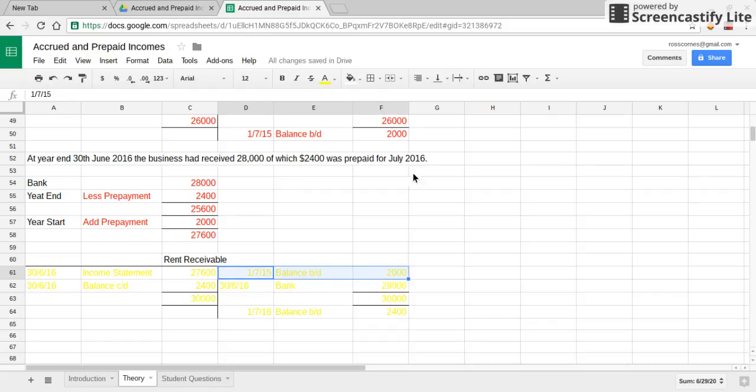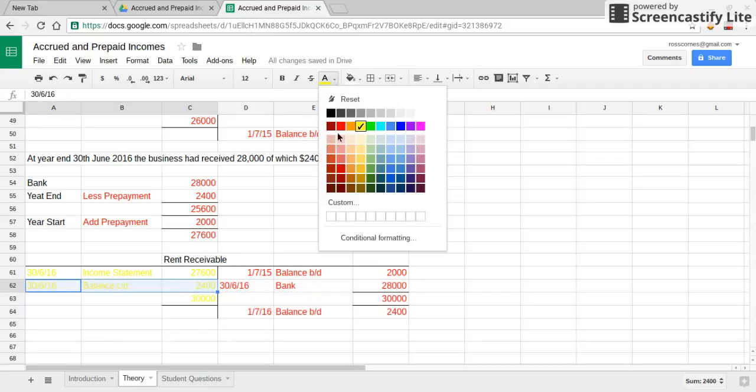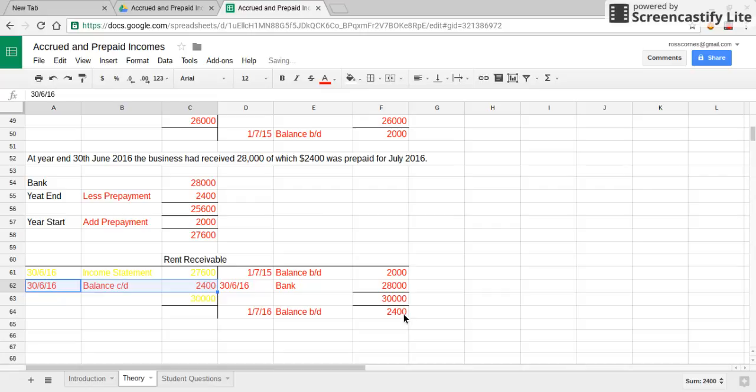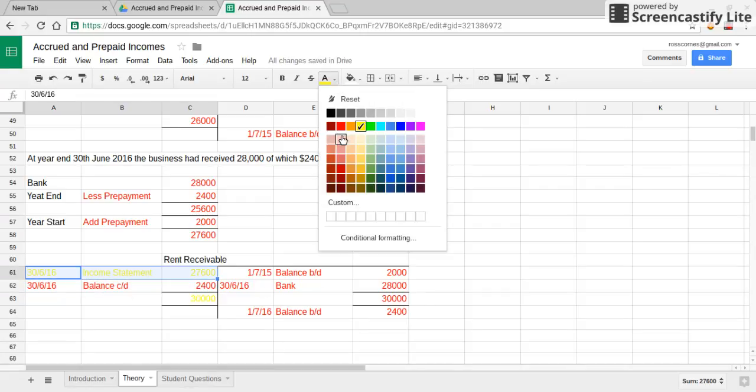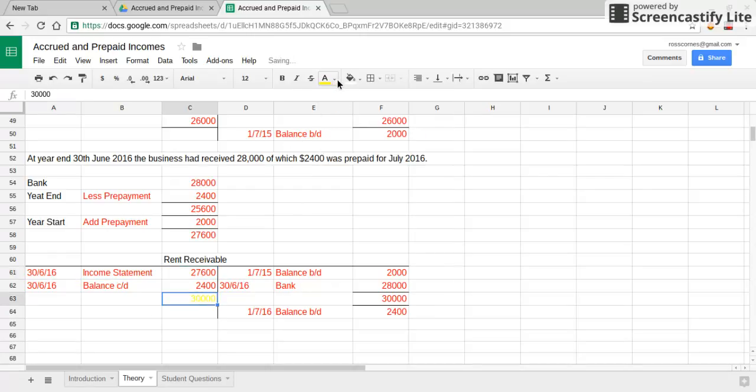Okay, looking at the rent receivable account therefore, the first thing is the balance brought down we knew was on the credit side. It was on the credit side because the business at the start of the year owed that to the people who'd rented from them. Okay, put the bank in, no problem. Okay, and we know that the balance carry forward has to go on the opposite side to the bank because the balance brought forward is a liability at the end of the year. Income statement amount 27,600, and we balance off the accounts.